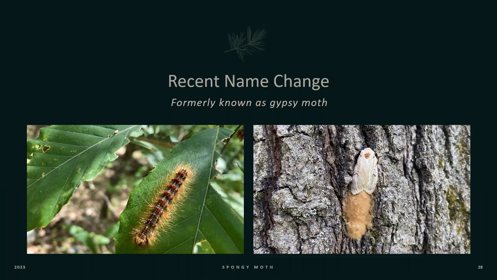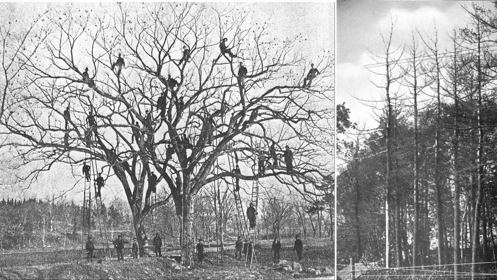The Entomological Society of America, which deals with common names for insects here in the United States, had a vote and changed the name to spongy moth. So formerly known as gypsy moth, scientific name Lymantria dispar, it is now commonly known as spongy moth. It is still the same insect, still causing the same damage that we've always seen out there, defoliating our forests and feeding on our hardwood trees.